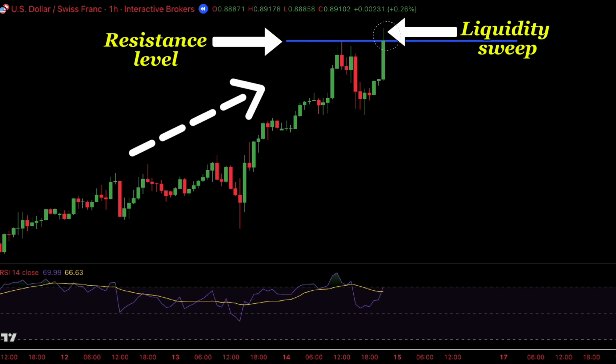Next, let's examine the RSI. While price makes a higher high, the RSI forms a lower high, creating a bearish RSI divergence. This tells us that although price is still moving higher, bullish momentum is weakening and a potential reversal may be developing. At this point, we have two powerful factors working together: a bearish RSI divergence that warns of weakening momentum and a liquidity sweep that confirms the reversal.